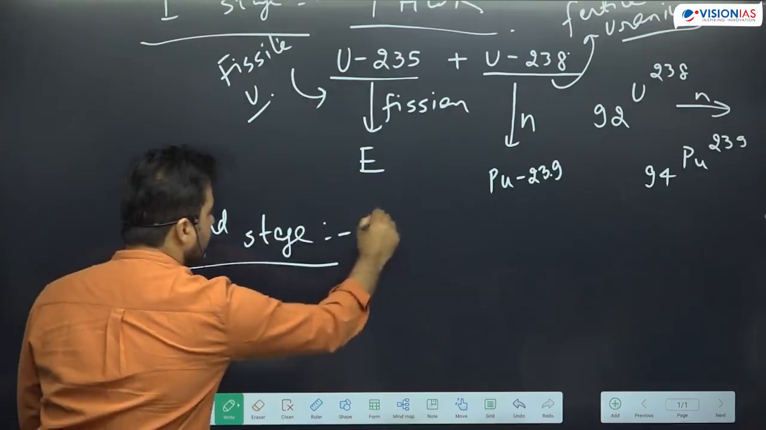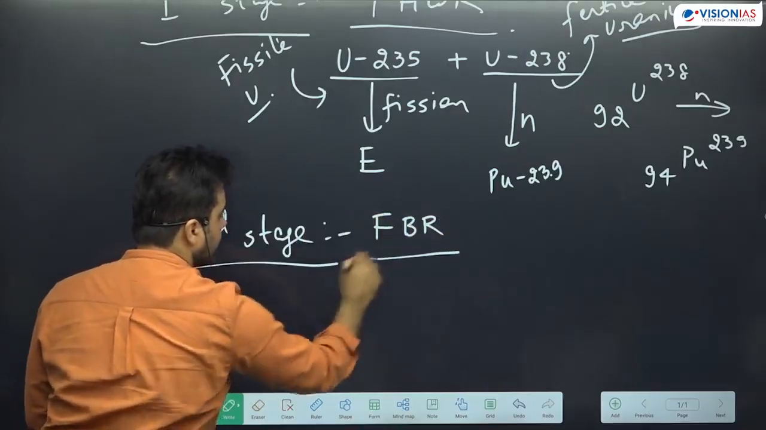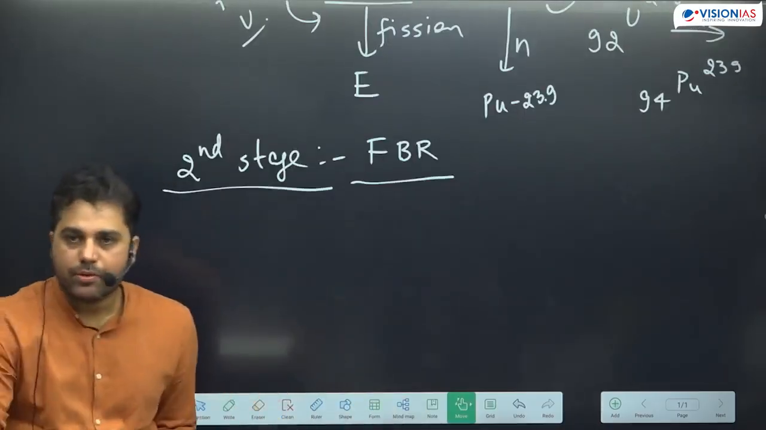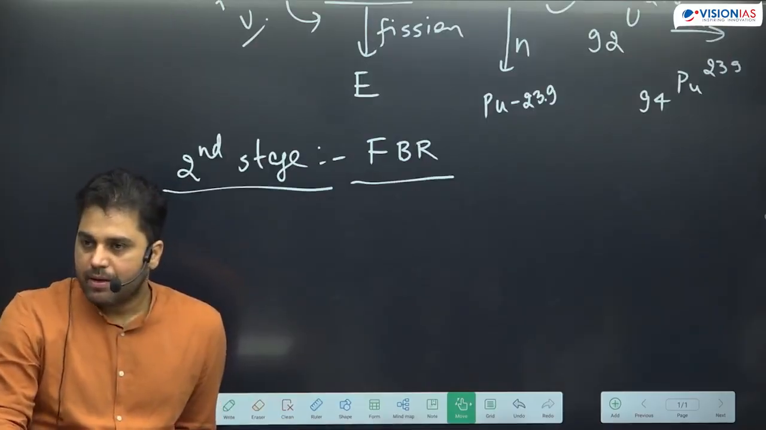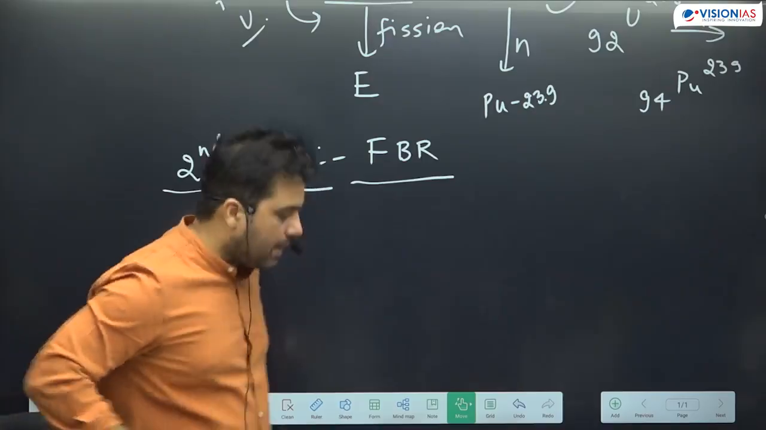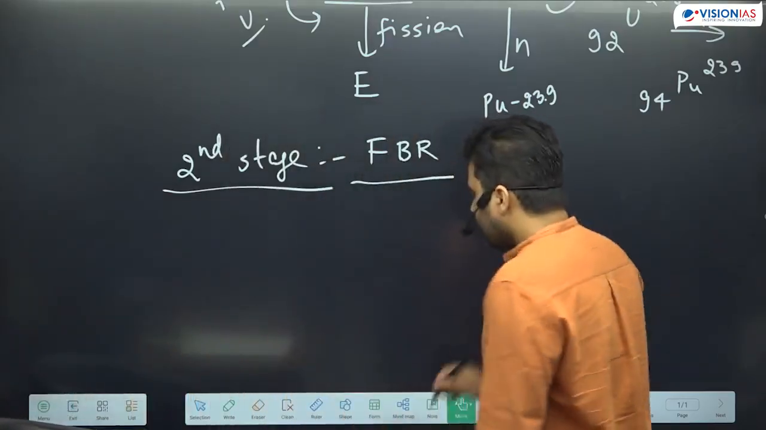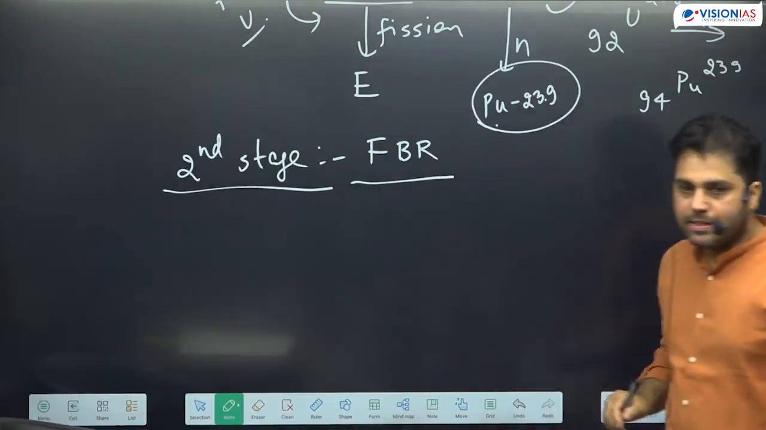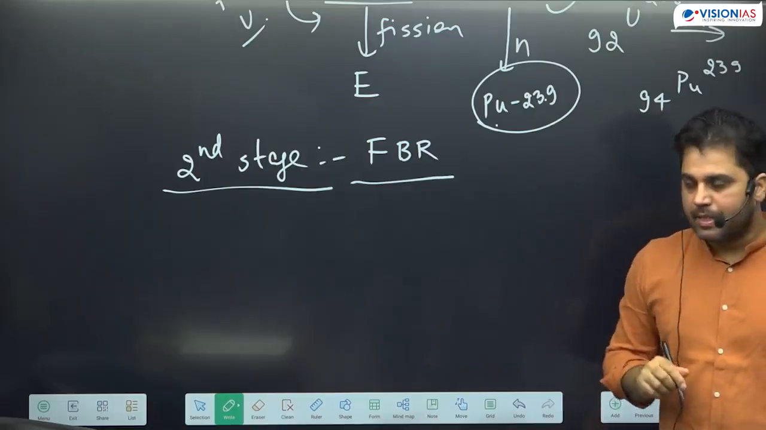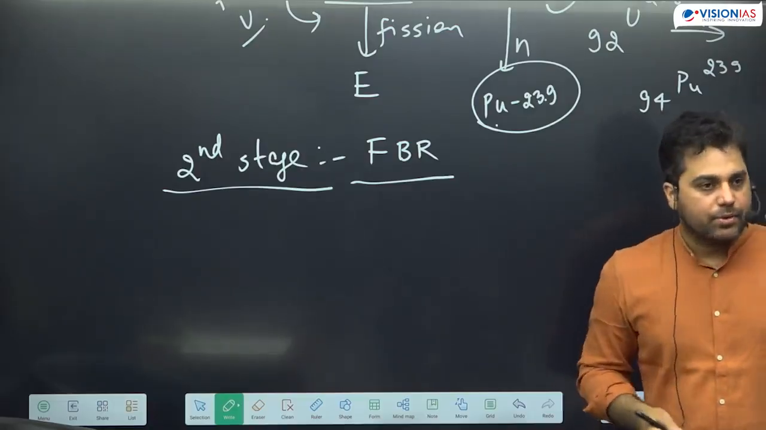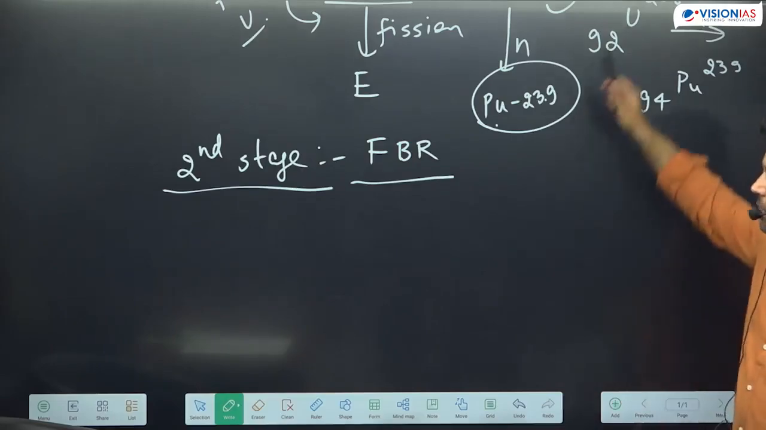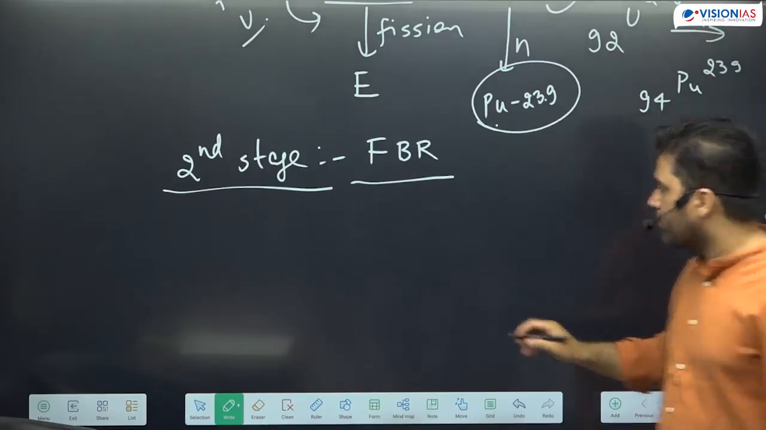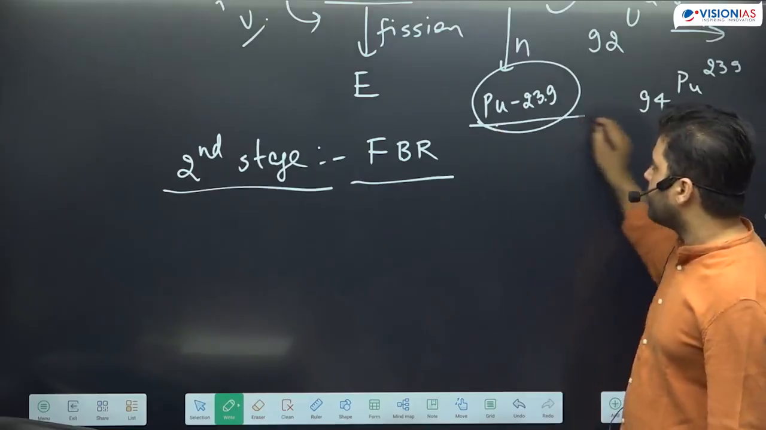The second stage will be a fast breeder reactor. So now I'm going to explain this fast breeder reactor. In a fast breeder reactor, a few things will happen. The plutonium-239 which you have recovered from the first stage, remember I told you about spent fuel reprocessing, where we try to recover some useful fissile material from nuclear waste. We will try to recover plutonium-239. Once you have enough plutonium-239, it turns out this is a very good fissile material.